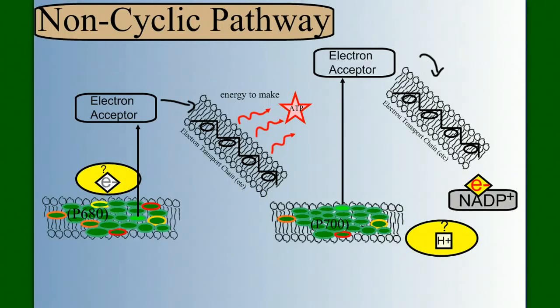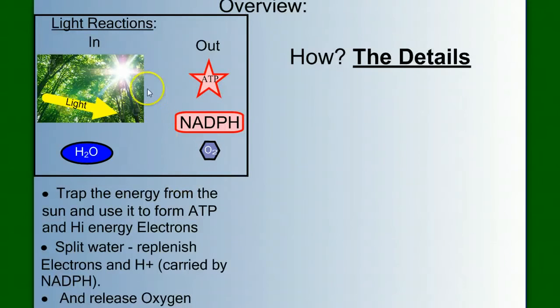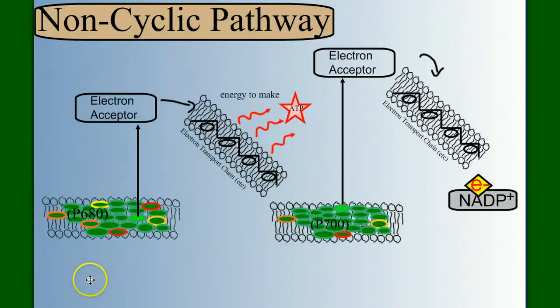To get a hint, we need to go back here. Don't forget, in the light reaction, so far we've accounted for light coming in, we've made ATP, we've made NADPH, but we've not yet used water and we've not liberated oxygen. So, we need to add water. Water is used in light reactions.